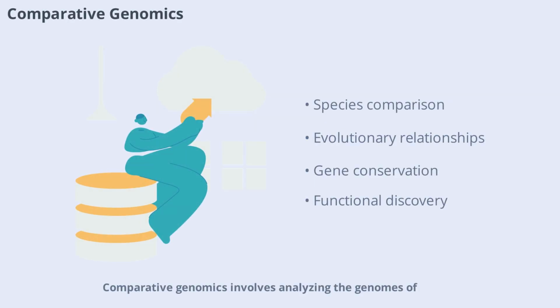Comparative genomics involves analyzing the genomes of different species to identify similarities and differences. This approach sheds light on evolutionary relationships and the conservation of important genes. By comparing genomes, scientists can discover new functions and understand how genetic changes drive diversity in the natural world.